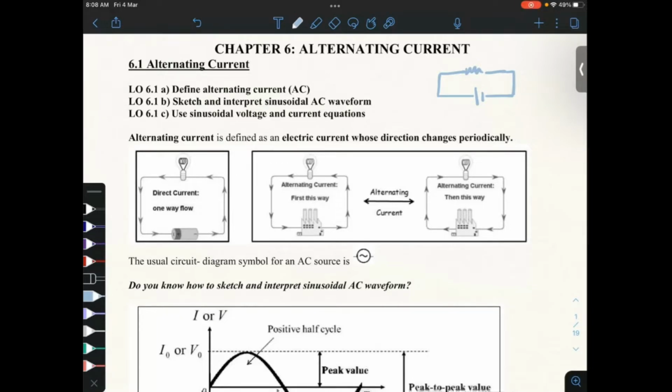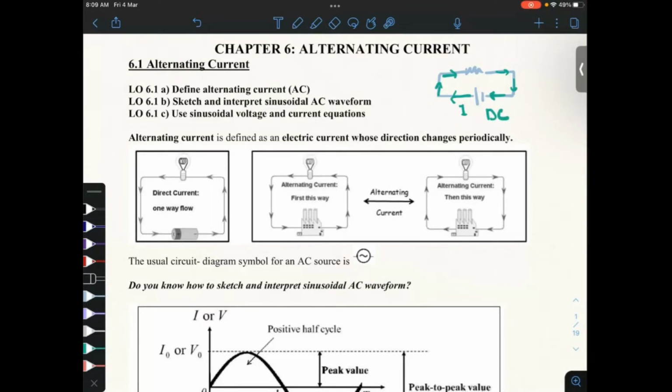So at this particular point, you have your current going to flow from the positive terminal. Current akan keluar daripada yang positif, dia akan pergi lalu resistor and then it's going to come back, end up at the negative terminal, and this is the only direction where your current can flow because current always flow from positive terminal. So dia ada satu sahaja laluan, so kita panggil dia direct current. Okay, direct current ataupun DC.